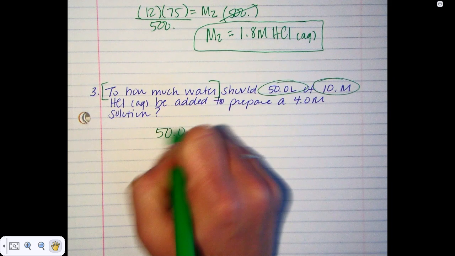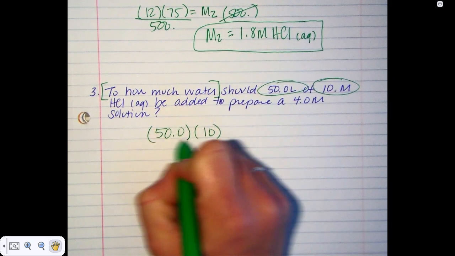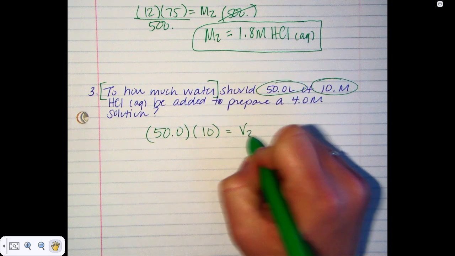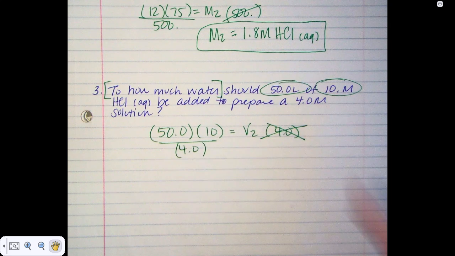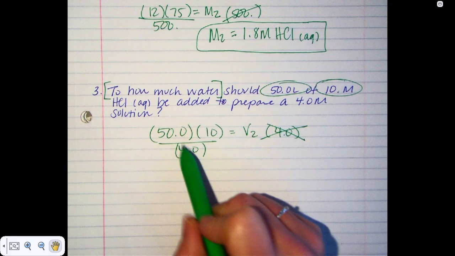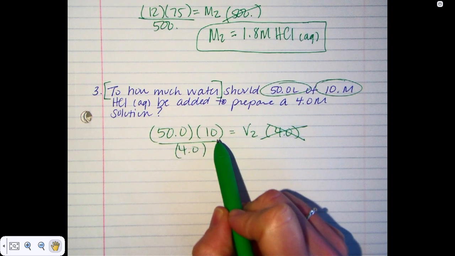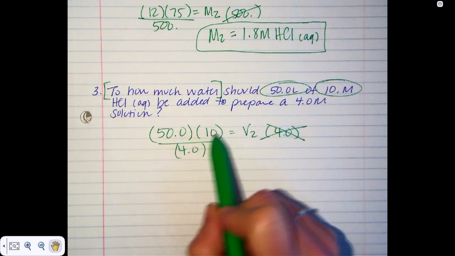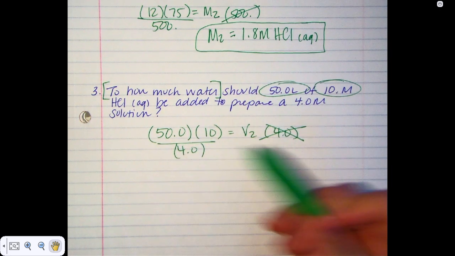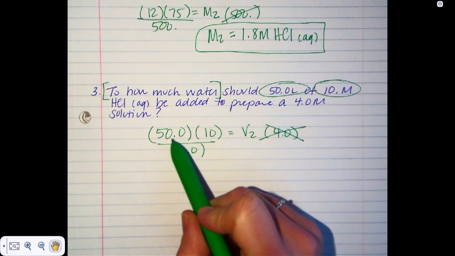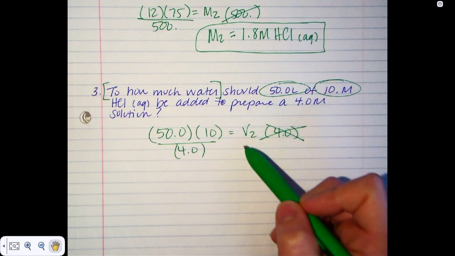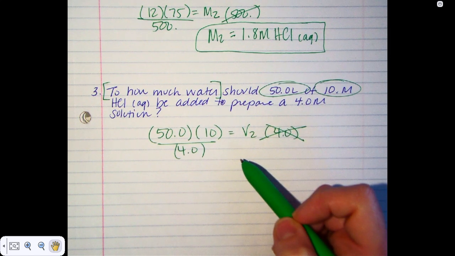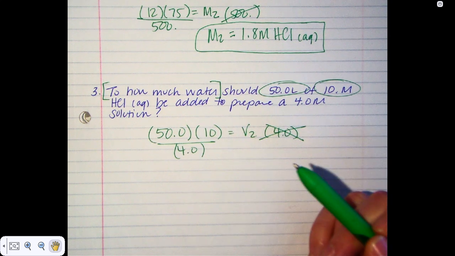So 50.0 times 10 equals V2 times 4.0. So I'm going to divide by 4.0. The thing that you have to watch here is what happens with your sig figs. When you multiply this, your calculator wants to cut you off a decimal, because 50 times 10 is obviously going to give you 500, but it's 50.0. So it's actually 500.0. And because we are going to subtract, that makes a difference. So just make sure that you're paying attention, that if you have a decimal place, when you go to do the subtraction, you maintain that decimal place.